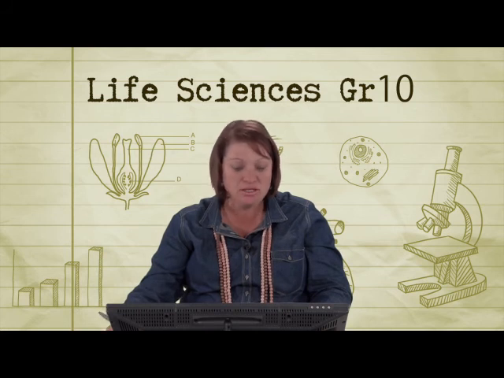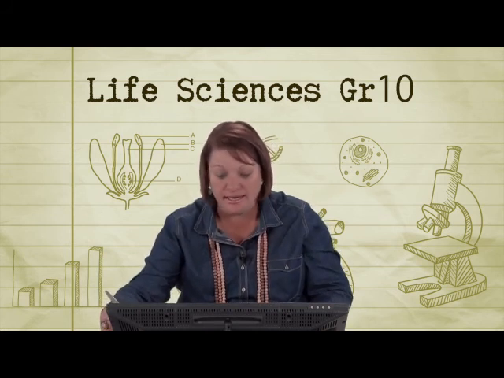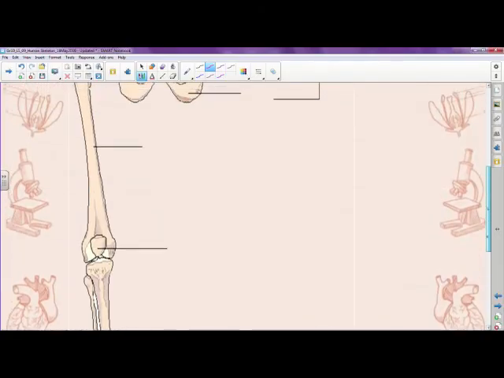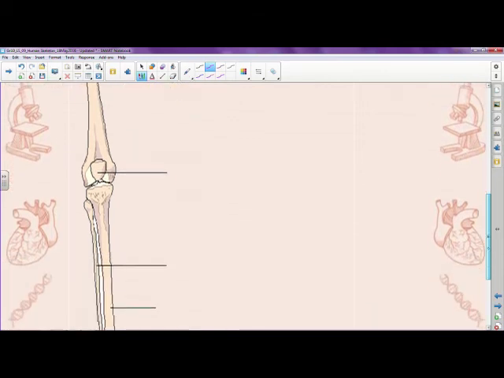Now when we look at the bones of the leg, you will see that it mirrors the bones of the arm. So where we have one bone in the humerus, in the leg, our upper bone is called our femur. That is also the longest and strongest bone in our body.